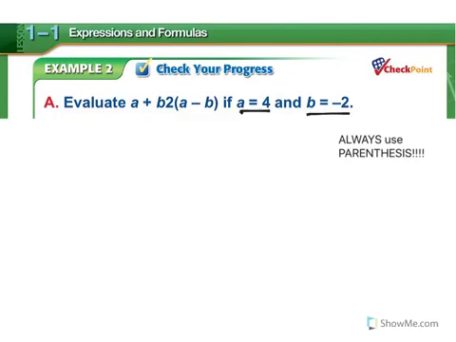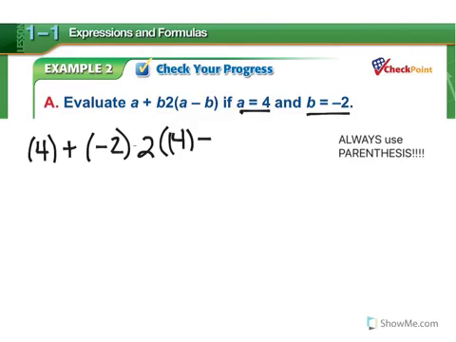So, a is 4 plus b is negative 2 times 2 times a, which is 4, minus negative 2. Now, do you see why I say use parentheses? Because if you didn't, you might have missed that this is going to be a negative times a negative.